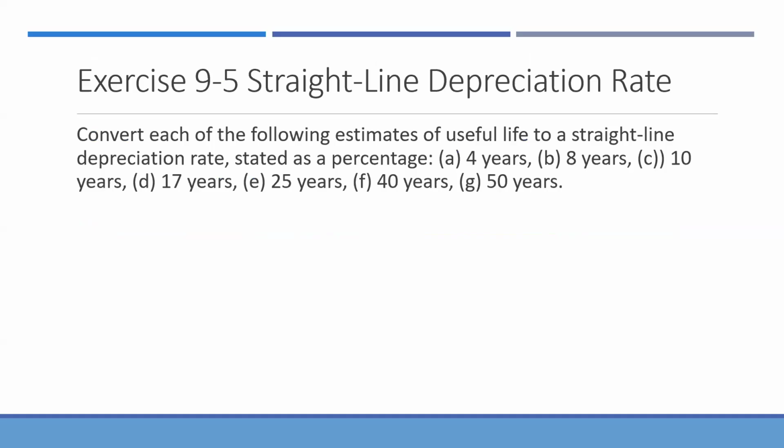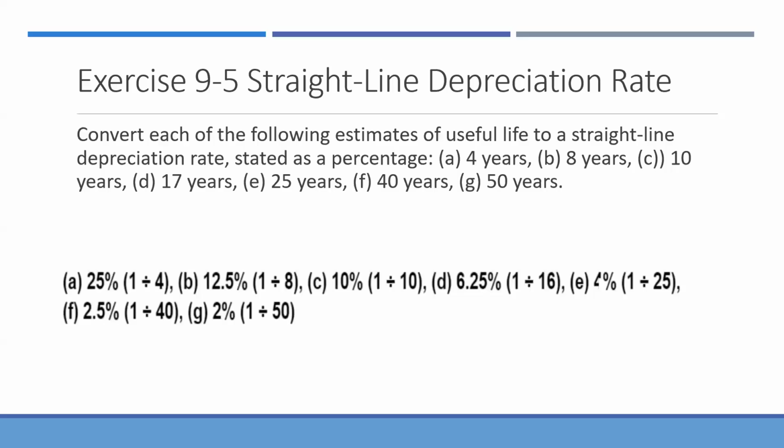Each of the following estimates of useful life should be stated as a percentage. So we just divide 1 by the number of years for every single one of these examples. For example, a 25, oh God, this is not easy on the eyes.